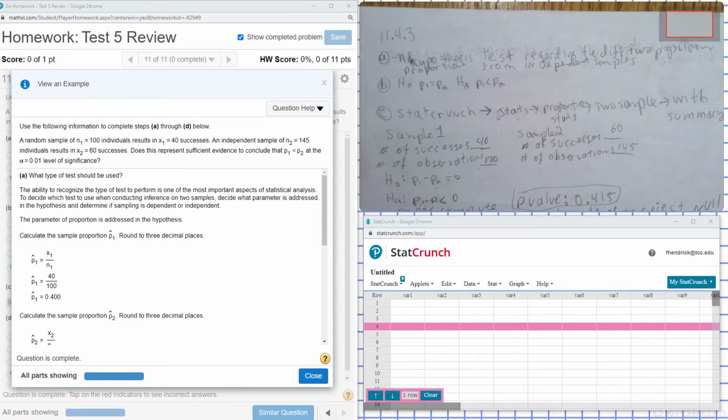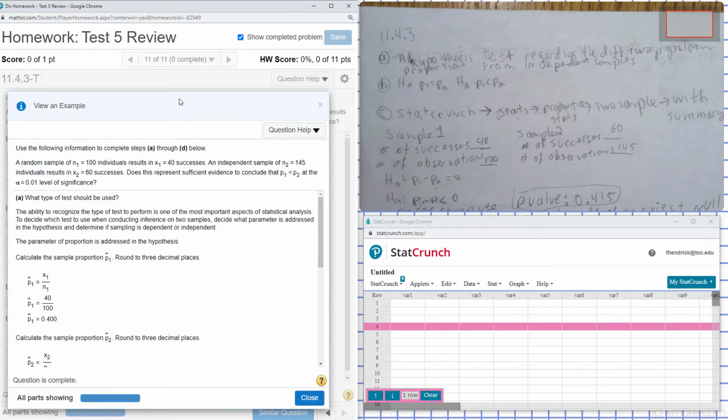Okay, this problem here, this is 11.4, problem 3. Use the following information to complete steps A through D below. Okay, they give us information here. A random sample, N1 is 100 individuals, X1 equals 40 successes. Okay, and then we have here a random sample, N2 is equal to 145.